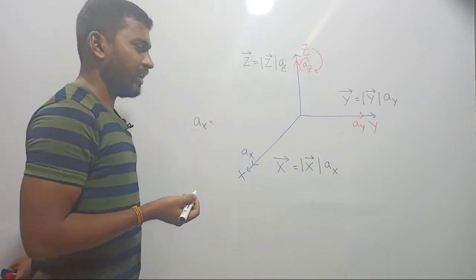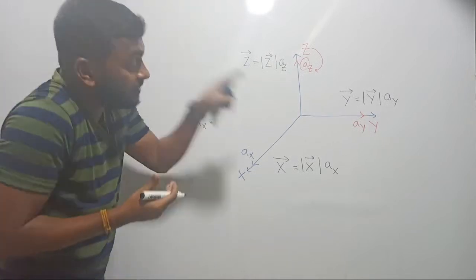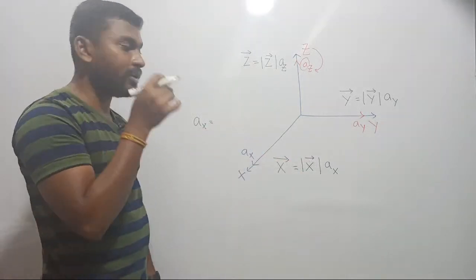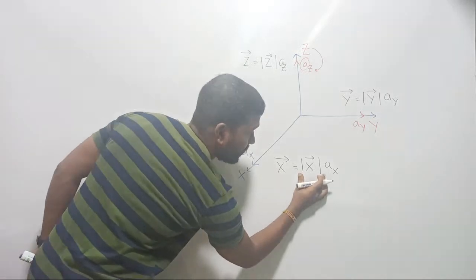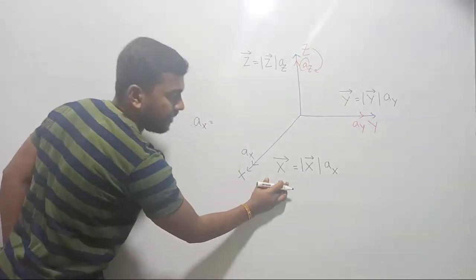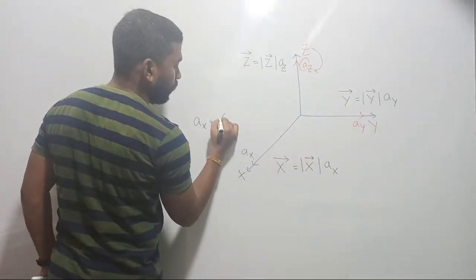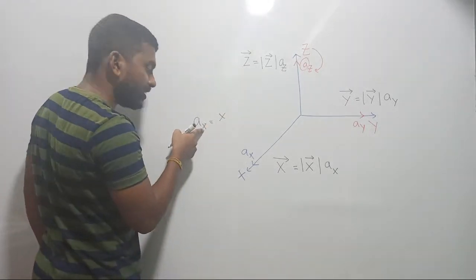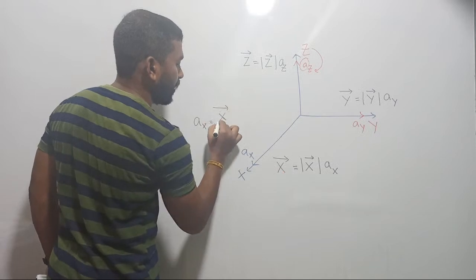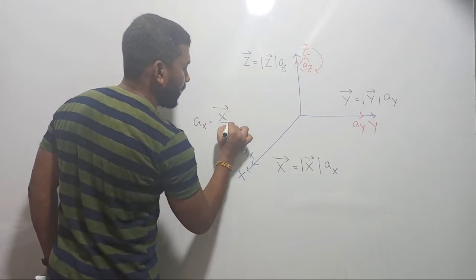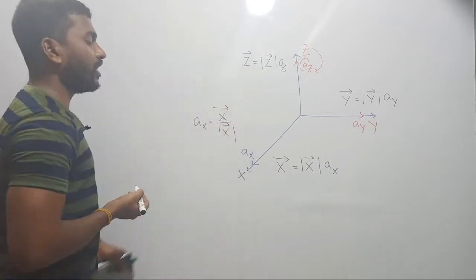Because in your examination, many times you will be tested to find the unit vector, right? So let us see. If you define ax, you just have to pass this magnitude to the left side, right? Am I correct? So ax, for a specific vector x for which I am finding the unit vector, will be equal to x vector upon mod x vector. Yes, you might have seen this formula at many places.